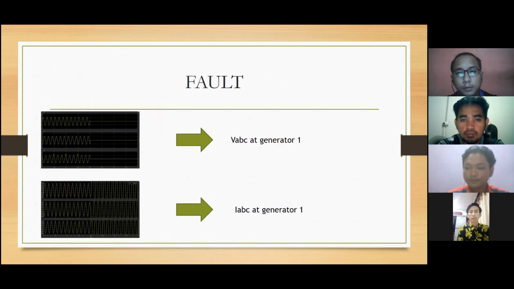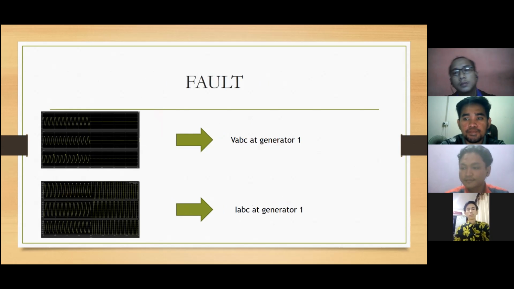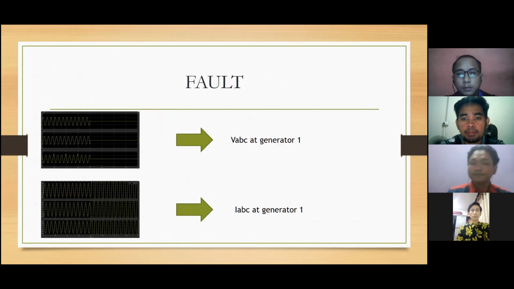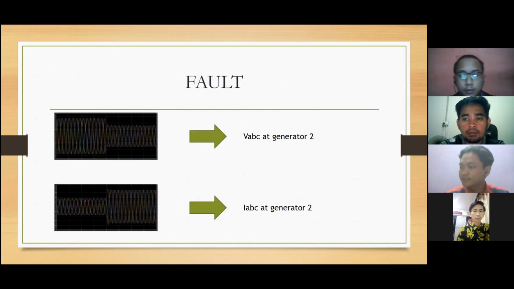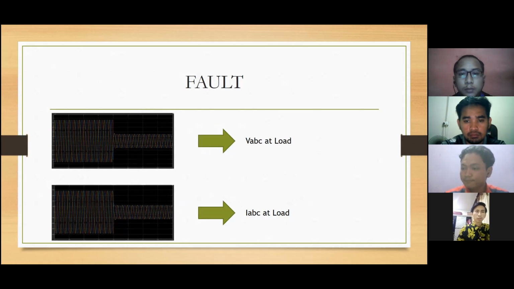Next, after we've put the fault in the circuit, the voltage at generator 1 will decrease and the current at generator 1 will increase. And for generator 2, it will be the same: the voltage will decrease and the current will increase. But the voltage at the load decreases and the current for the load also decreases.